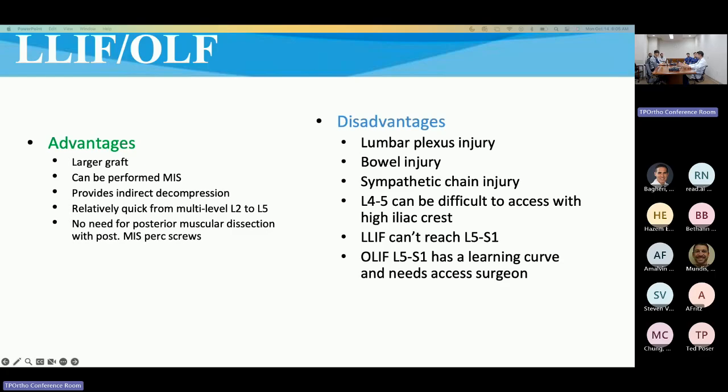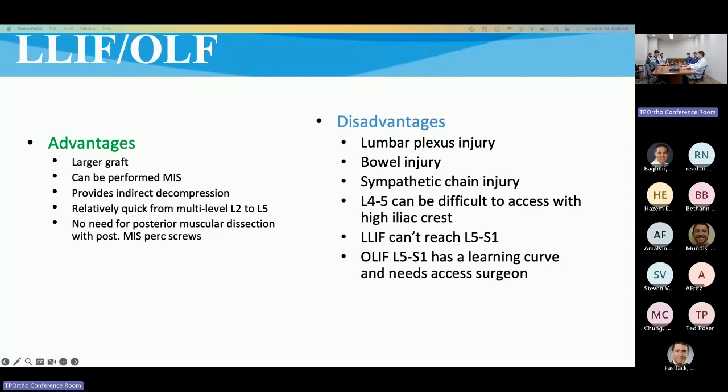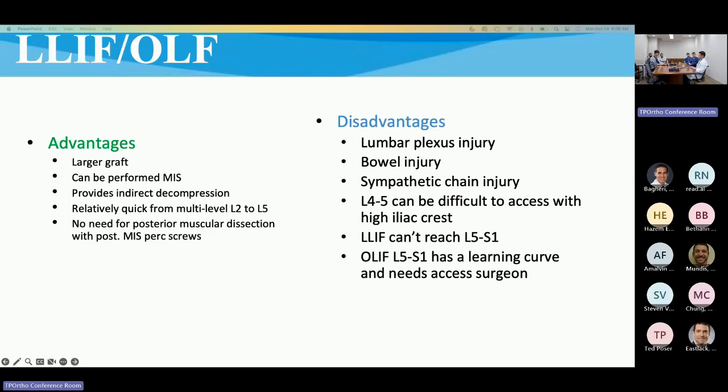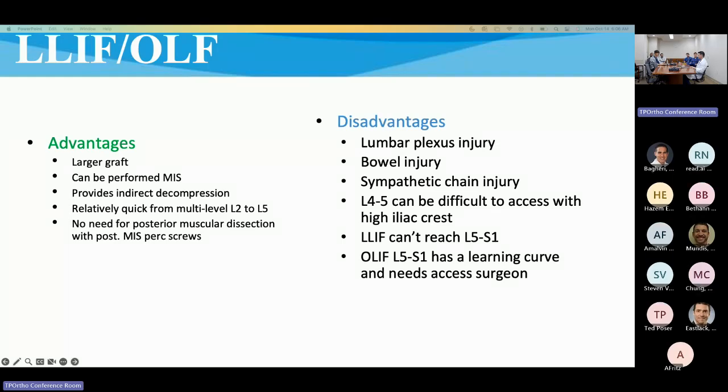But obviously, you can injure the plexus. If you're responsible about it, and you don't push your indications, and you listen to your neural monitoring, that can really be minimized. Likewise, bowel injuries, hopefully something that nobody here will ever deal with, but it's possible. Chain injury unlikely. L4-5 obviously is sometimes limiting. That's incidentally where I do most of my TLIFs. Obviously, from a lateral approach, you can't get to L5-S1. The OLIF can have a learning curve.